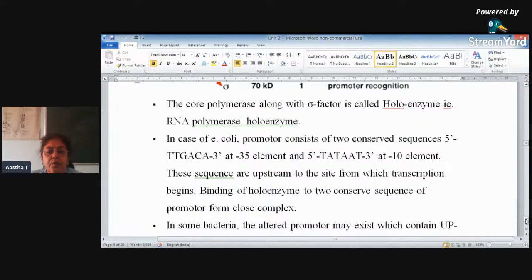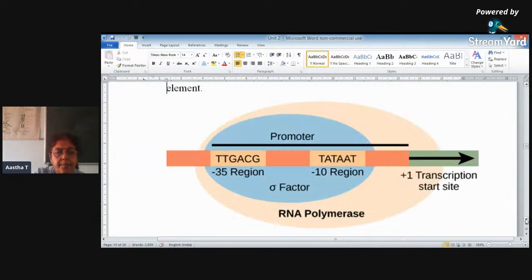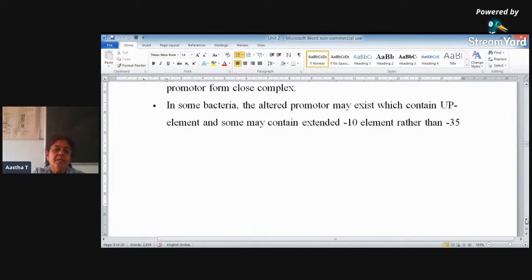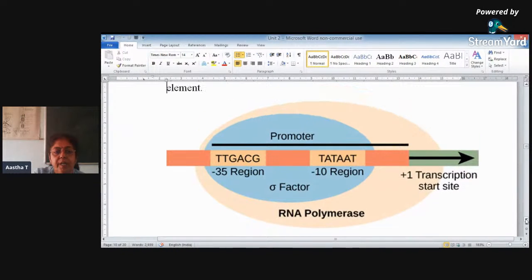Promoter, it consists of 2 major consensus sequences or conserved regions at -10 position and -35 position of the promoter. -35 position la TTGACA sequence असती, -10 position ला TATAAT sequence असतं. So, binding of the holo enzyme to these conserved sequences forms the close complex. In bacteria, there may be some other sequences also upstream present असू शकतात, but very commonly they are present at -10 and -35 region.